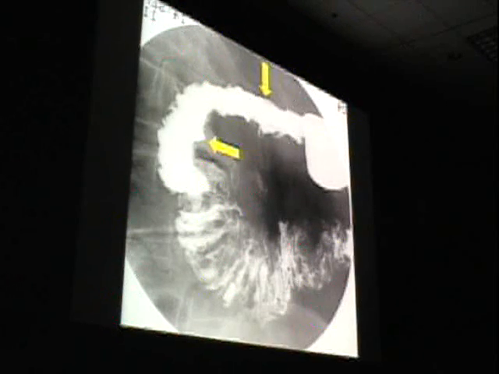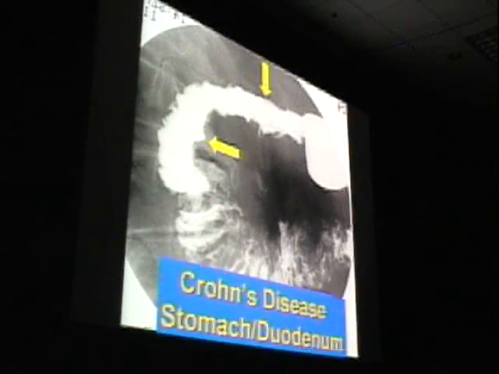Here's a classic ram's horn or pseudo-Billroth I sign of Crohn's disease involving the stomach and duodenum. Remember that Crohn's disease can involve the duodenum. When it involves the stomach, it almost always involves the duodenum. And if you see this, what's the next thing to do? Keep the contrast going and evaluate the terminal ileum to make sure the patient does have Crohn's disease.